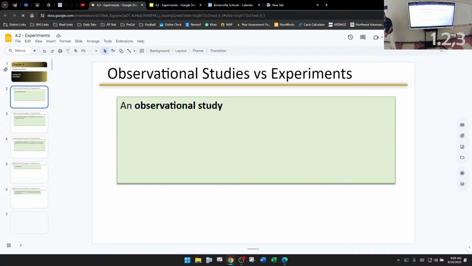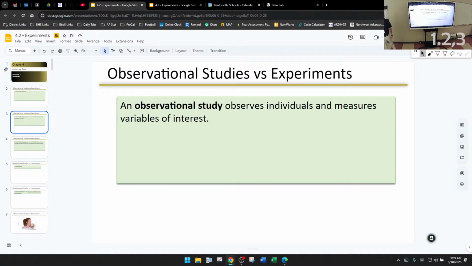Observational study. So we're going to talk about 2 things today, more than anything else: observational study and experiments. Observational study is just that. You're observing. Observe individuals, and remember, individuals does not have to be people. So you are observing and you're measuring some value of success.